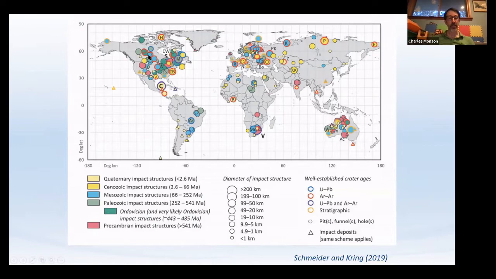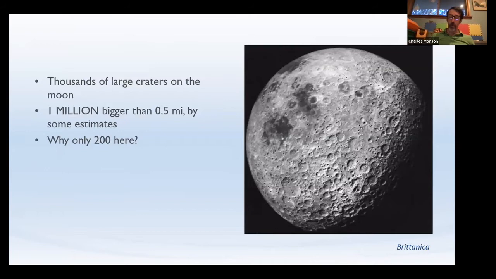Some of that could be a real geological signal. Most of it probably is just a question of people looking in the right place with the right equipment. Chances are there's a great many undiscovered meteor craters in these areas. We just haven't found them yet. So that's 200 on Earth, 200 and counting.